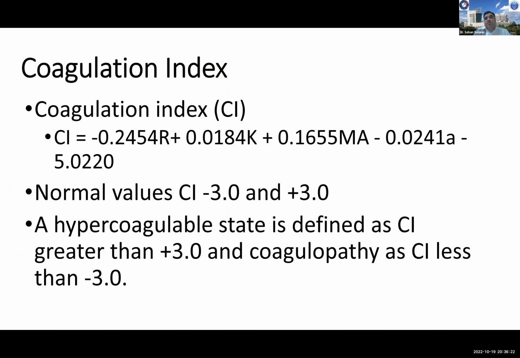The coagulation index is also very less commonly used to determine the whole coagulability, but you can also calculate this CI, where you will need the R time, K time, MA, and the alpha angle. The normal value is around -3 to +3. If the patient has -3 or less, you can say the patient has a problem with the coagulation factors. If it is +3 or more, then the patient has a hypercoagulable state.